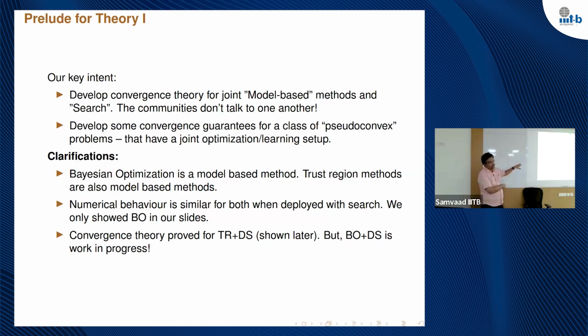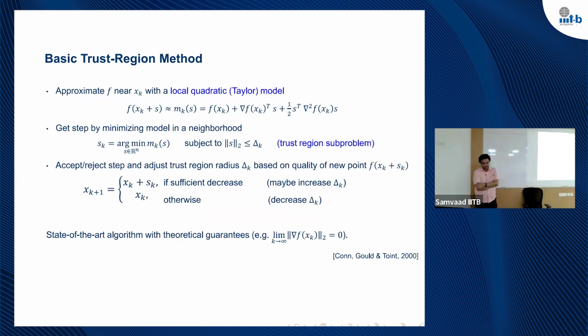This is just a little bit of a prelude which I want to give before getting into the theory. Here we have model-based methods, and we have search. For model-based methods, it could be Bayesian optimization or trust region methods. We have theory for one of those classes, which I'll talk about now. I'll also talk a little bit about stochastic approximations, for which I definitely need your input. So I'll talk about that as well.